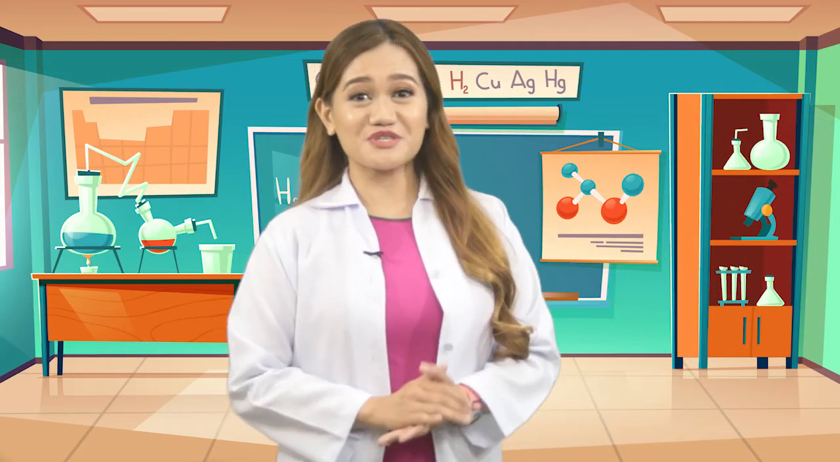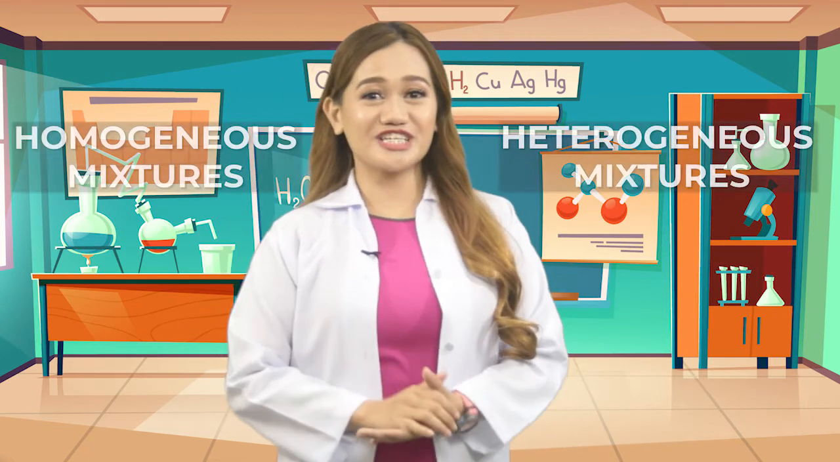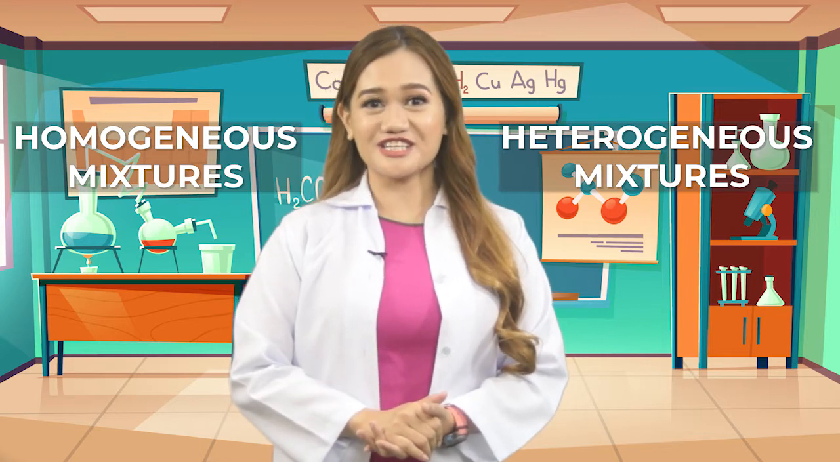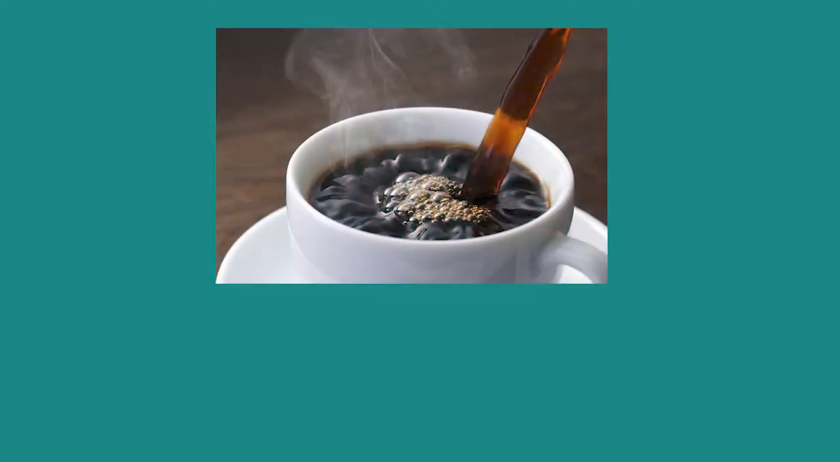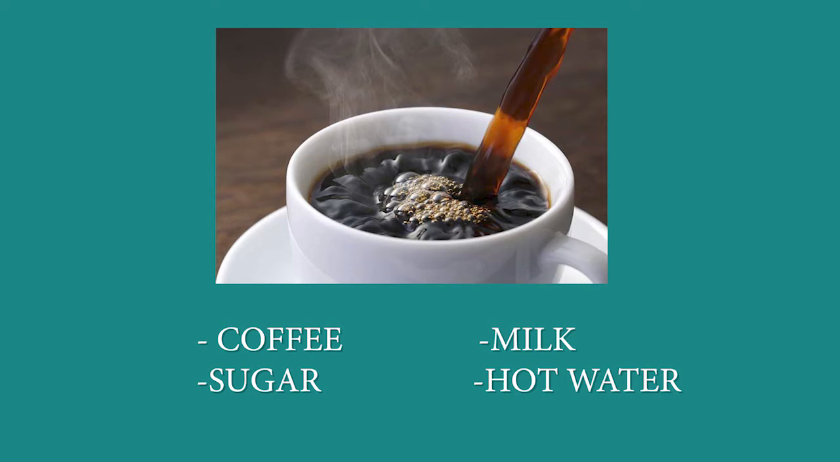What are the two types of mixtures? Very good! Homogeneous mixtures and heterogeneous mixtures. How do we describe homogeneous mixtures? A homogeneous mixture is a mixture in which the composition is uniform throughout the mixture. One example of a uniform or homogeneous mixture is coffee. The mixture of coffee, milk, sugar, and hot water blend together. The mixture itself takes one same form.